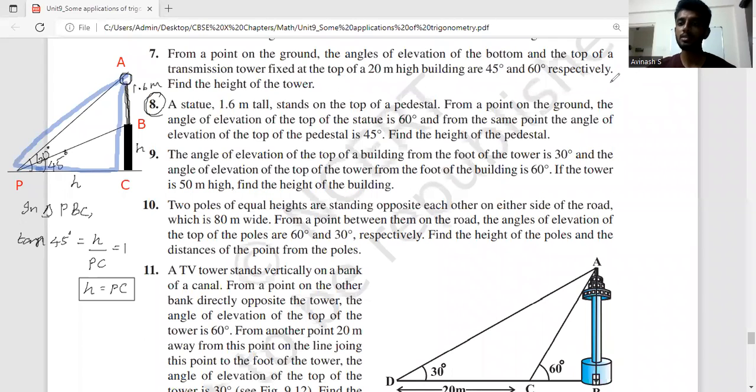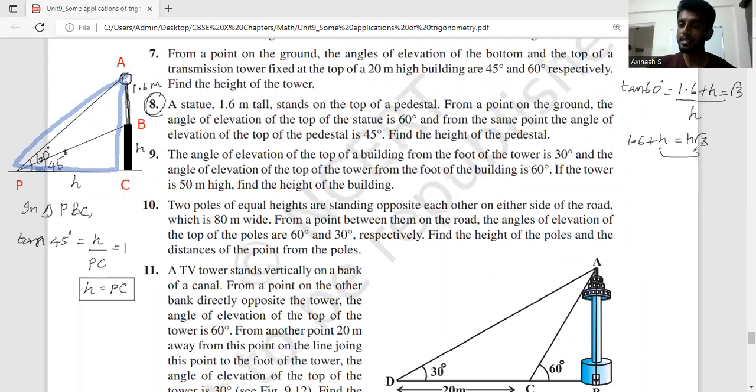So what we are doing here is we are going to apply tan 60. So when we apply tan 60, the opposite side is AC, which is 1.6 plus H. The whole of this, the top portion is 1.6, the bottom portion is H, divided by the adjacent side, which is H. That is what we have equated in the previous step, which will be equal to root 3. Now H goes to the right side, it becomes root 3 H. So you get 1.6 plus H equal to H root 3.